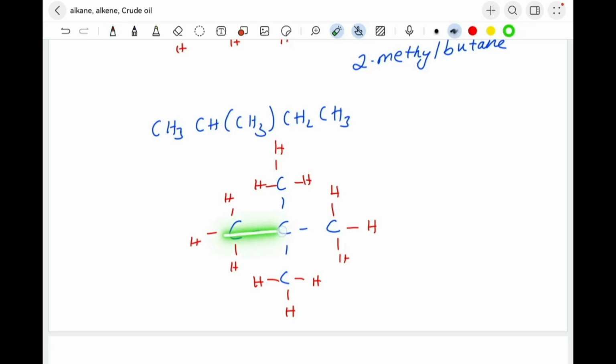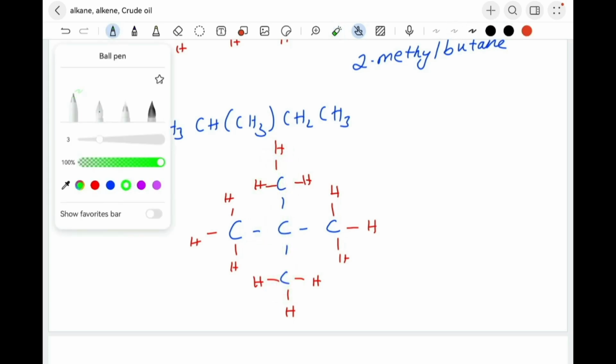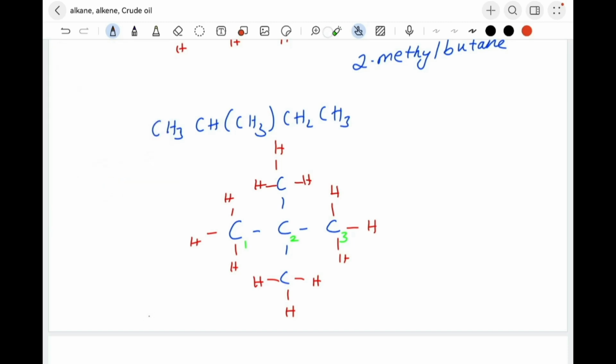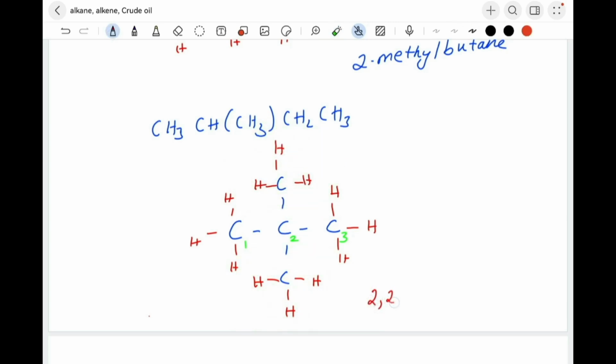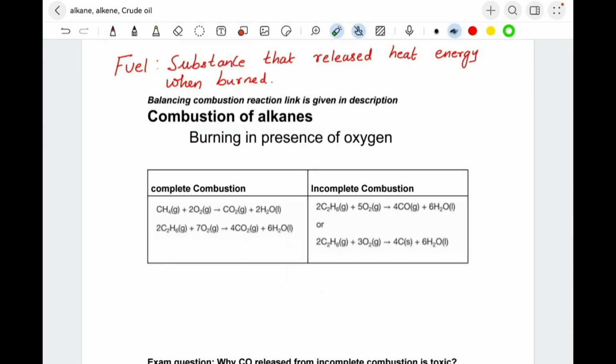Now choose the longest chain. This way also it's 1, 2, 3. Or if I take it like this, also it's 1, 2, 3. It's propane. So I'll number the carbon now. 1, 2, 3. So to the second carbon we have 2 branches now. So we have to name the compound as 2, 2. We have 2 methyl groups, so we use the term dimethyl and the root word propane. 2, 2-dimethyl-propane.